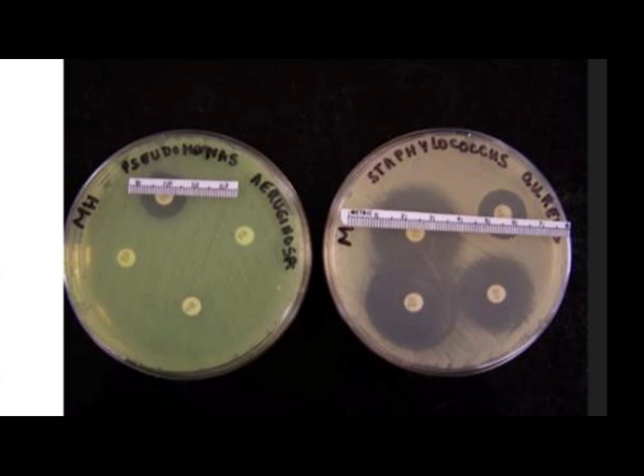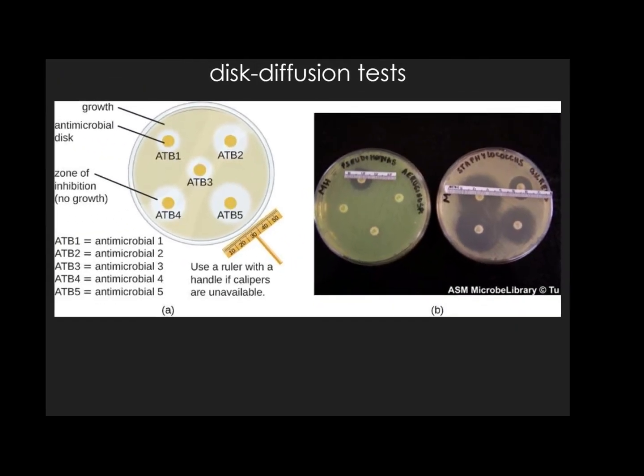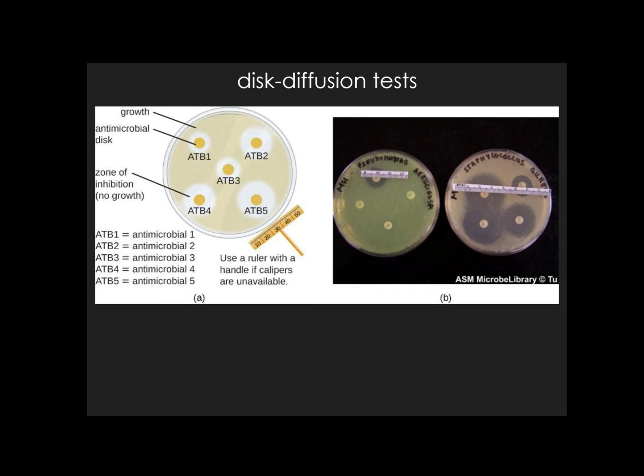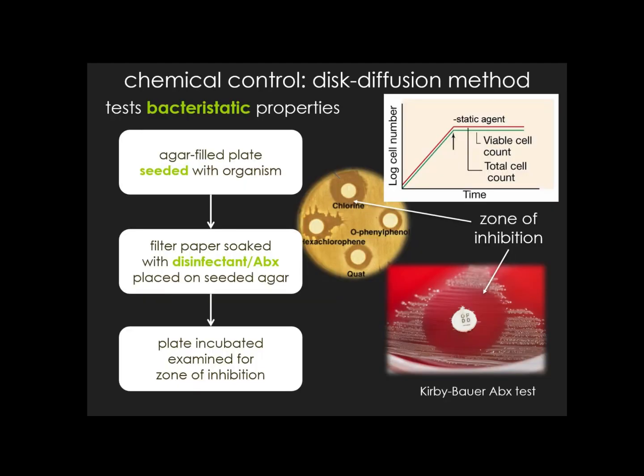Pseudomonas aeruginosa only has a zone of inhibition around one of those chemicals, and it's very small, whereas Staphylococcus aureus has a zone of inhibition around all four of the chemicals, and they're very large. So we would say that Staphylococcus aureus is much more inhibited by these chemical agents than is Pseudomonas aeruginosa. So the disc diffusion method is a measurement of chemical control that will tell you whether or not a given chemical is bacteriostatic. It will tell you whether or not it inhibits it from growing.